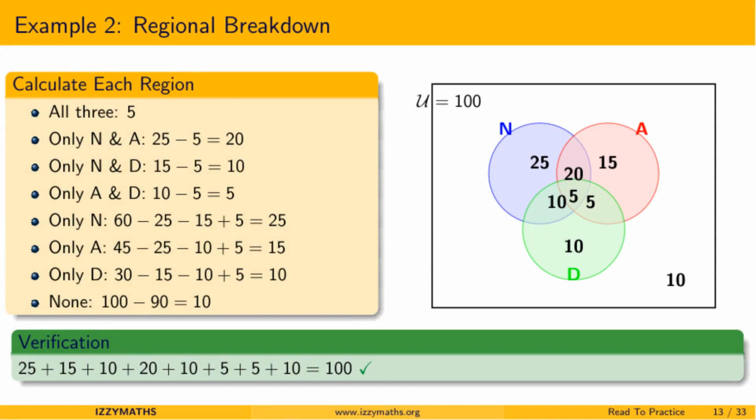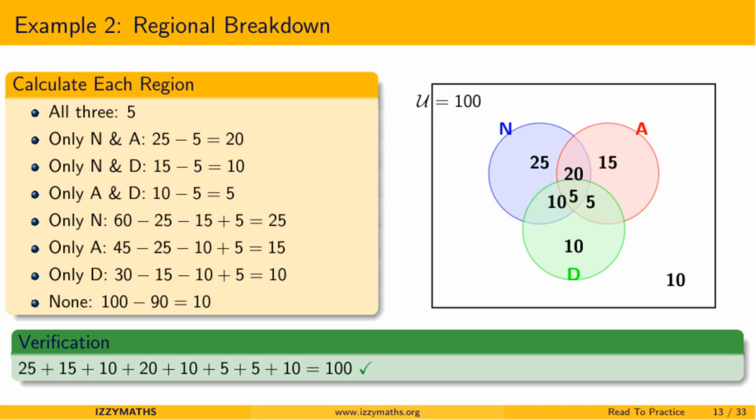Let's calculate each region of our 3-set Venn diagram to verify our answer. For all 3 subscriptions, we have 5 people. For only Netflix and Amazon, we calculate 25 minus 5 equals 20 people. For only Netflix and Disney, we get 15 minus 5 equals 10 people. For only Amazon and Disney, we have 10 minus 5 equals 5 people.